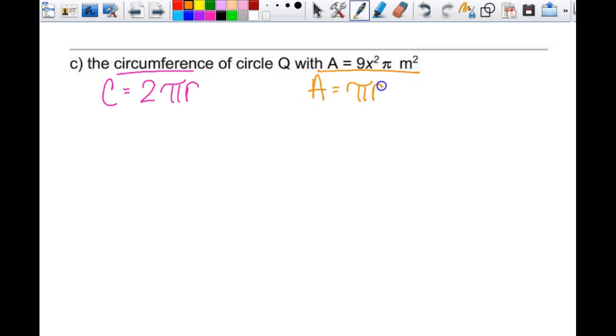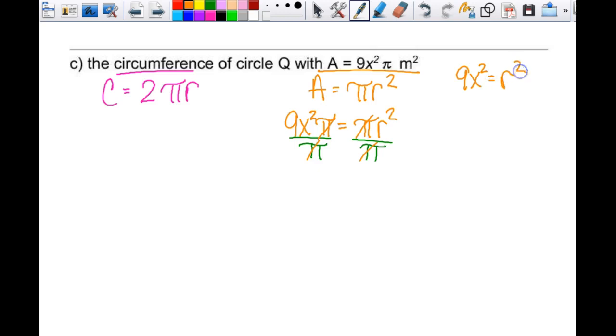It is pi r squared. I substitute in everything I know. So that's 9x squared pi. That's the area. That's equal to pi r squared. So what do I do next? Good. Divide both sides by pi so that those cancel out. So I get 9x squared equals r squared. So r equals the square root of 9x squared. So what does r equal?